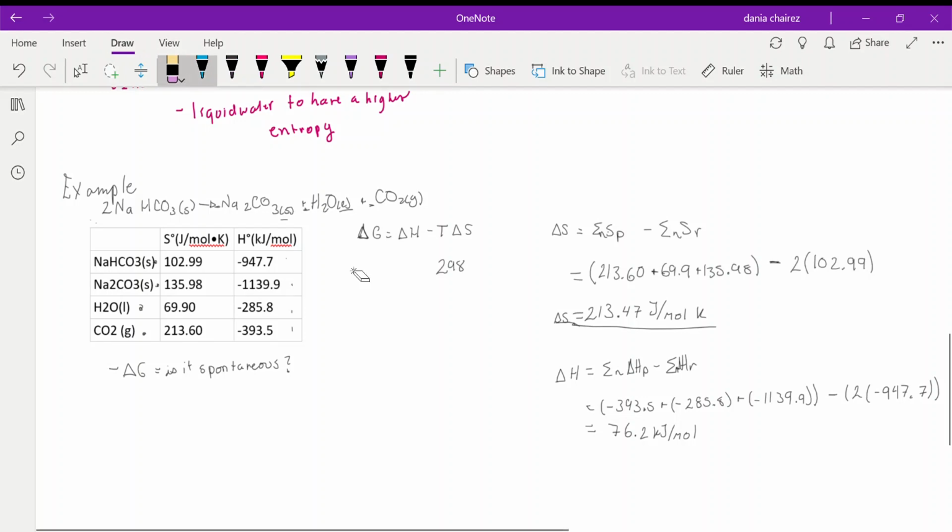Let me erase that because then I won't have room. Times what we found our other thing to be. Let me rewrite this. So enthalpy is in kilojoules per mole, but our entropy is in joules per mole K. So we're going to convert from kilojoules to joules by just multiplying by 1,000. So we end up with 76,200 joules per mole. And now that our units are all the same, we can plug in.